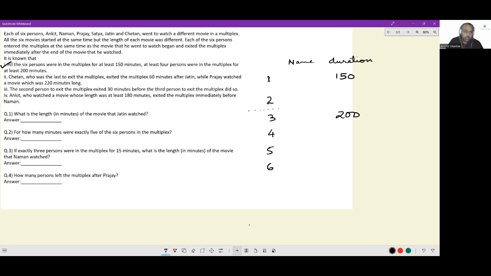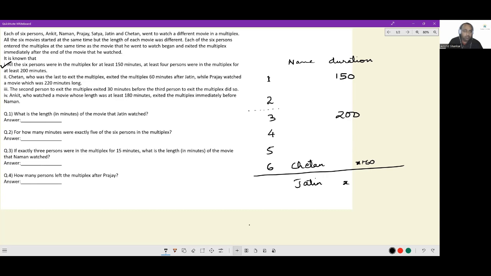Next, Chetan, who was the last to exit the multiplex, exited the multiplex 60 minutes after Jatin. So Chetan is at the last spot. Right now, we don't know where Jatin is. So instead of recording it in the table, I'm writing Jatin here. Jatin has taken X time. So Chetan will take X plus 60. But I will not take it off because this is something I have to take care of later.